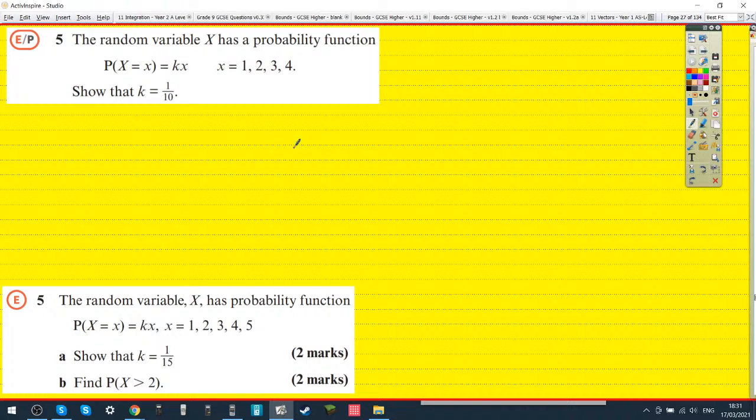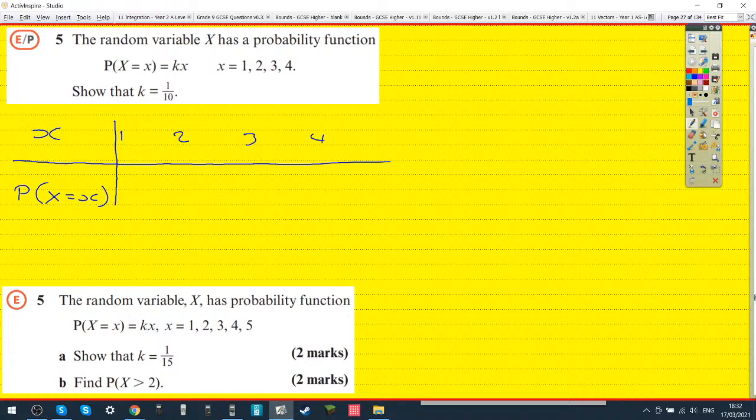Okay, so draw a table maybe. X is 1, 2, 3, 4. So what would you replace? Alright, so what would go on the bottom then? K1. So K, 2K, 3K, 4K.